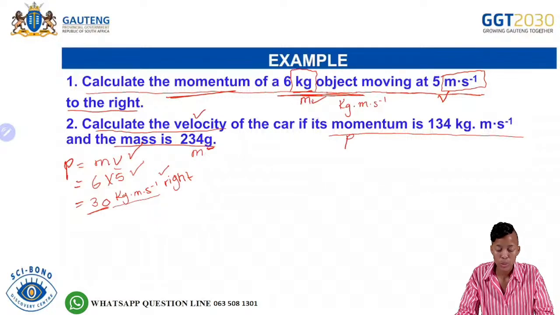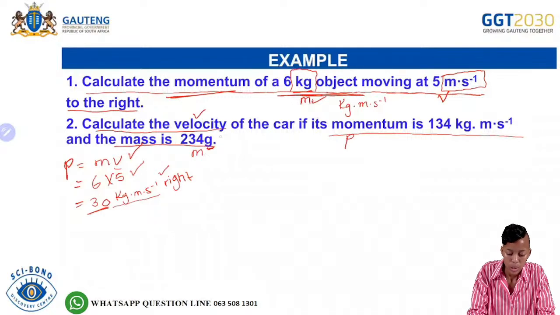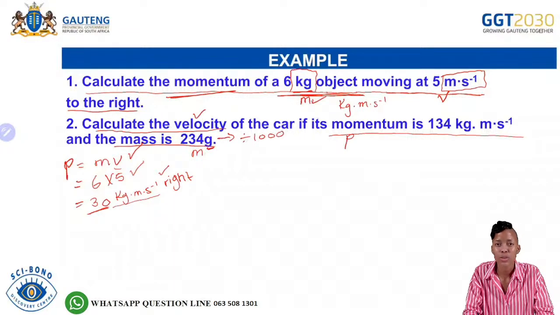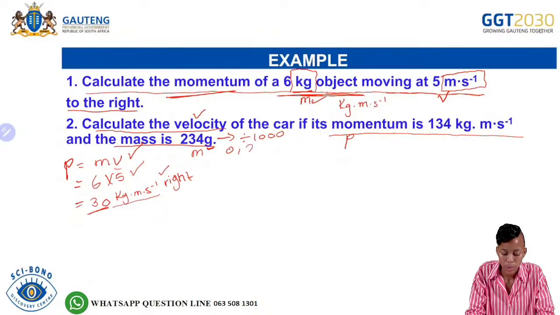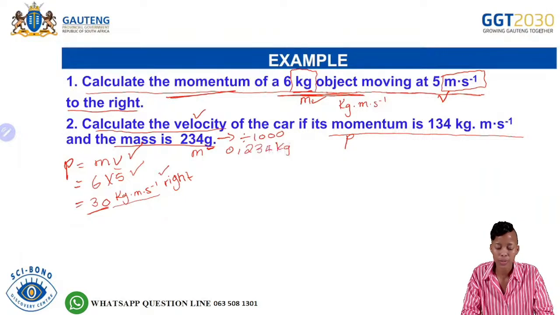And then how are we going to convert the grams to kilograms? So we are going to divide this by 1,000. When we divide by 1,000, we'll get 0.234 kilograms. So I'm saying to convert from grams to kilograms, you are going to divide by 1,000. So when you take your 234 divide by 1,000, it will give you 0.234.